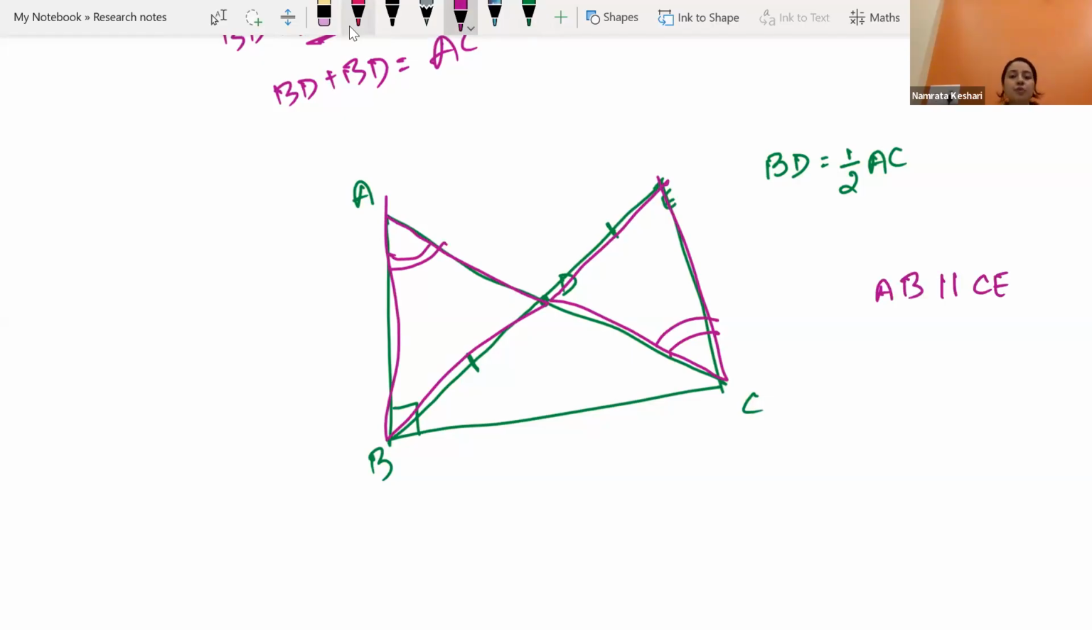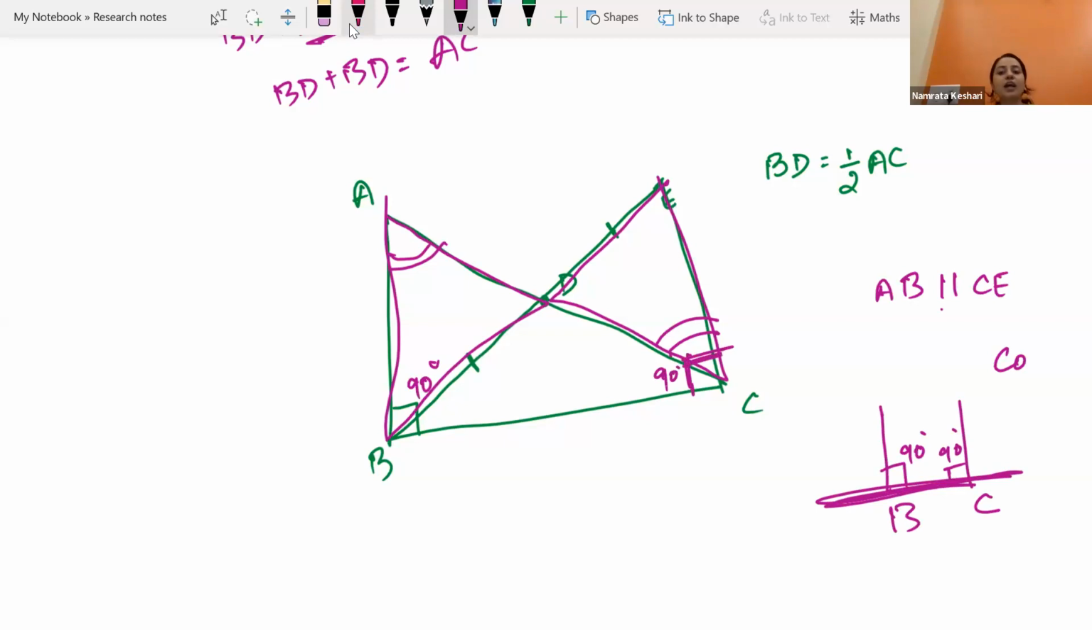And from there, taking AB parallel to CE as the parallel lines, we have taken BC as a transversal. And we are saying that if this is 90, then that must be 90. Why? Because interior angles on the same side, the sum is 180 degrees, or co-interior angles, the sum is 180 degrees. So this is 90 degrees, and that also we ended up getting as 90 degrees.